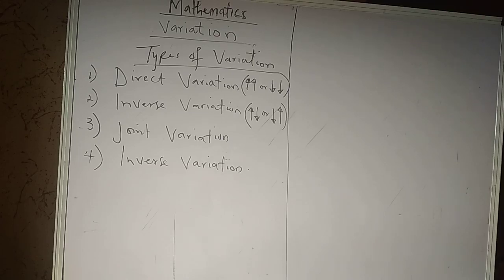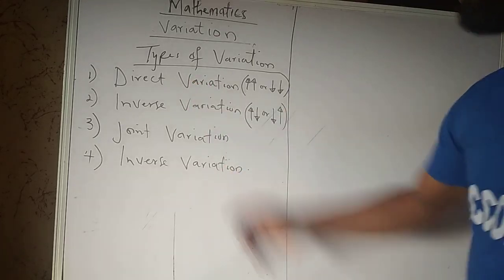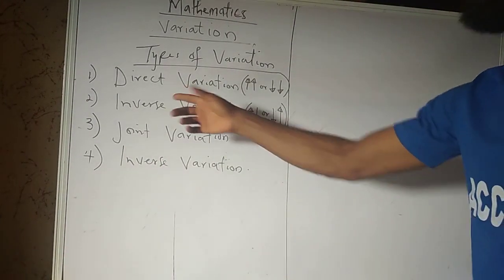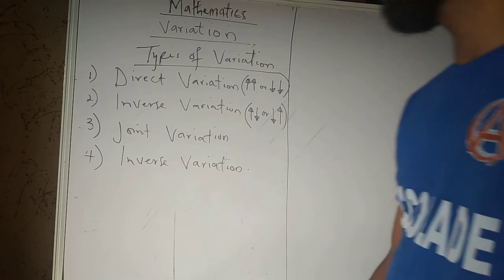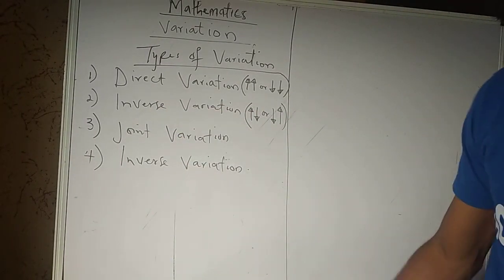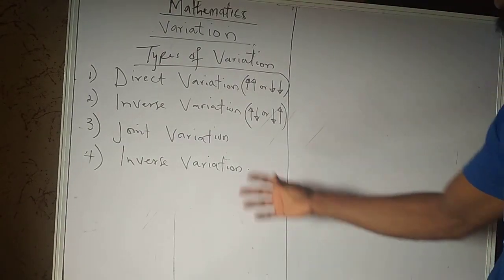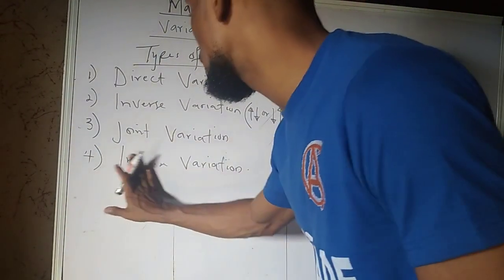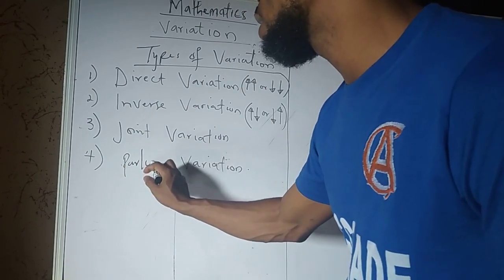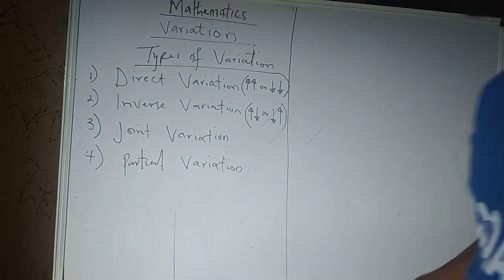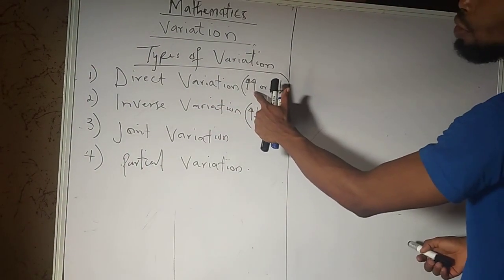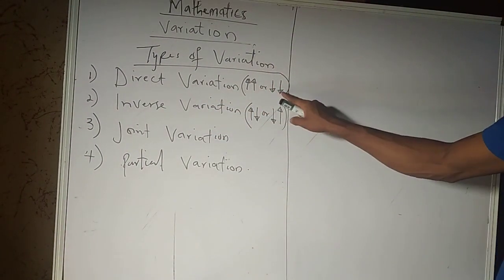Alright guys, I'm here with you with types of variation. Like I explained in the previous video, we have different types of variation. I've already explained direct and inverse variation. Joint variation, we'll explain it. And I'm sorry, this is not going to be inverse. This is going to be partial variation.